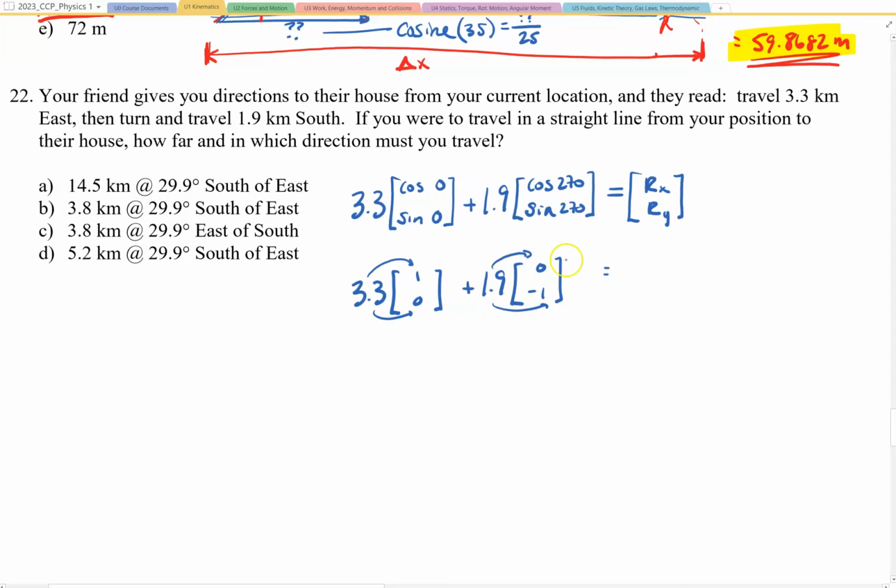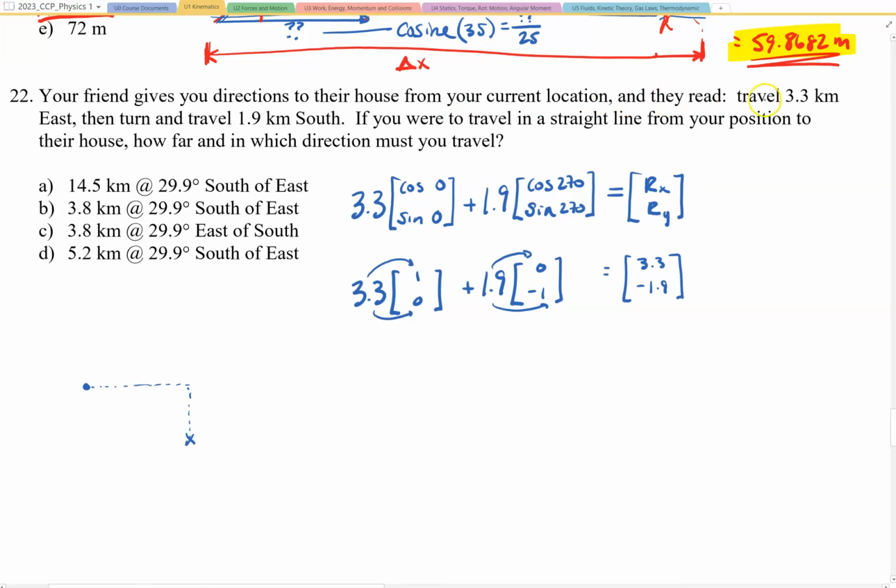So 3.3 times 1 is 3.3, plus 1.9 times 0. Well, that's just going to leave us with 3.3. And 3.3 times 0 plus 1.9 times -1 leaves us with -1.9. So now we know that from our starting point to our friend's house is a total of 3.3 units to the right and 1.9 units down. This is where we're going to end up.